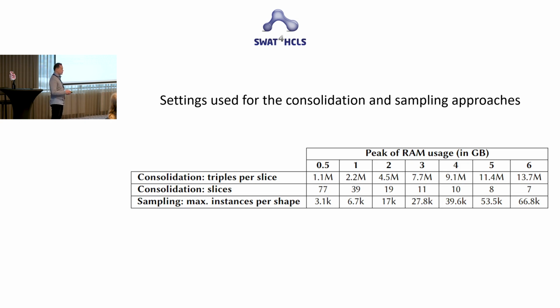So this is the experimental setup. We want to use a commodity personal computer for these experiments. So the condition we set is a memory peak, ranging from 0.5 gigabyte to 6 gigabytes of memory. For each memory setting, we got this. The number of slices for 0.5 gigabyte memory is 77, and 39, 19 and so on. And each slice has this number of triples.